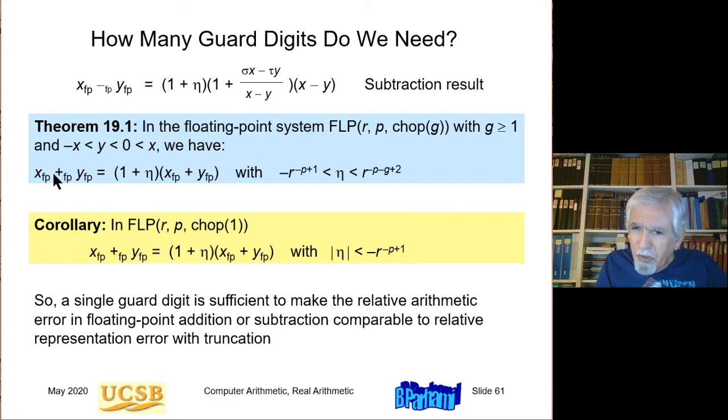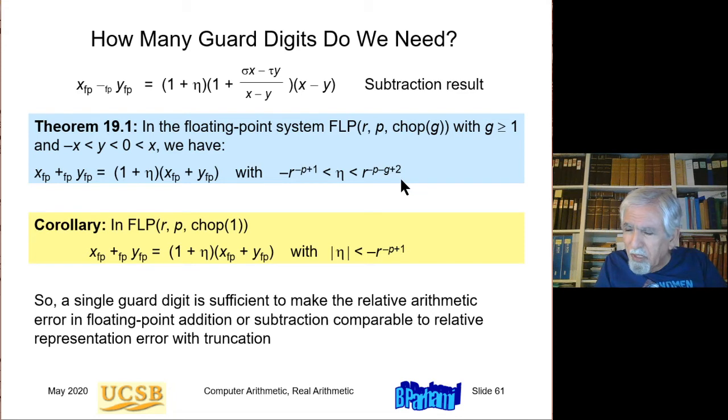So floating point addition, compared with exact addition of floating point numbers, has an error eta, and that eta is bounded by these two values: minus r to the minus p plus 1. So this is a fairly small number if precision is high. And on the positive side, r to the minus p minus g plus 2. Okay, so this theorem I'm not going to prove.